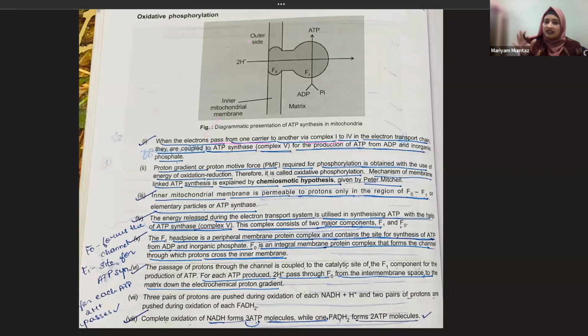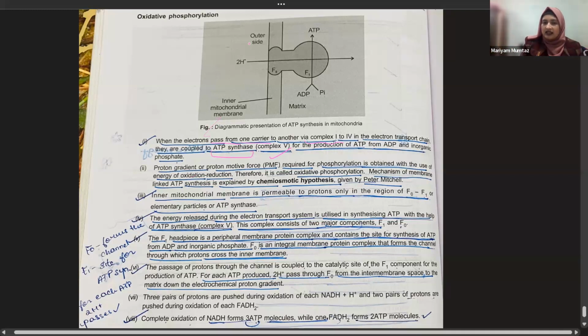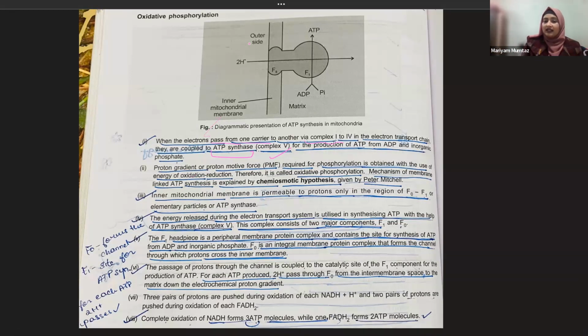Now, all of these electrons are coupled to ATP synthase. ATP synthase is the complex number 5, the fifth complex. This is the name of the complex. Now, when electrons are sent to the ATP synthase, why are they sent there? So that the ATP can be produced from the ADP and the inorganic phosphate. This is what happens.